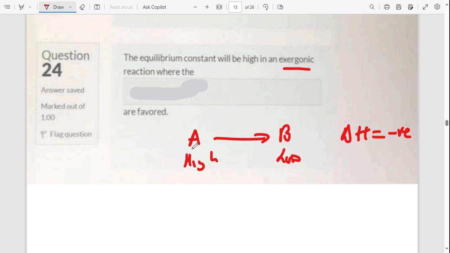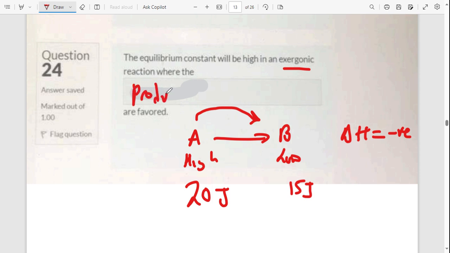Now, according to Le Chatelier's principle, reactions want to move in a direction that will reach equilibrium. So if you have high and low, the reaction wants to go in this direction so that the high can balance with the low. For example, on the reactant you have 20 joules, on the product you have 15 joules. The reaction will go forward so that energy reaches equilibrium. So this statement is saying the equilibrium constant will be high in an exergonic reaction where the dash are favored. So here it is the products that are favored, or the forward reaction is favored.